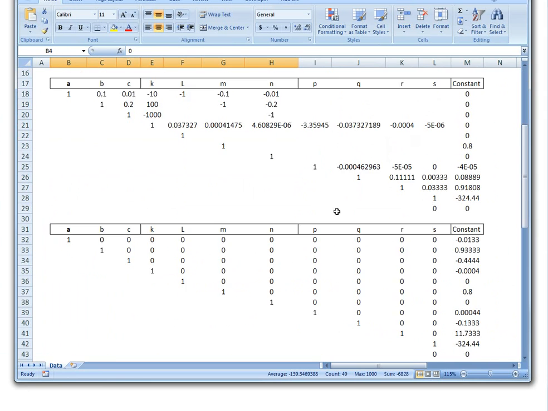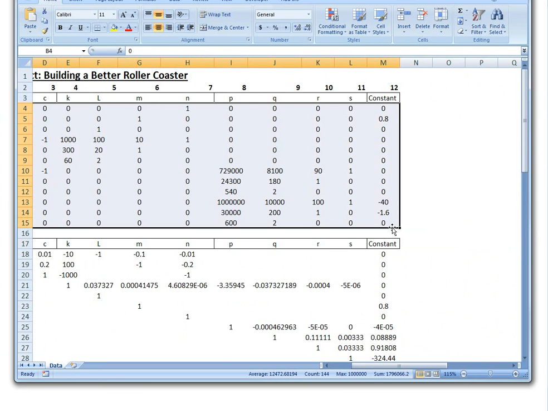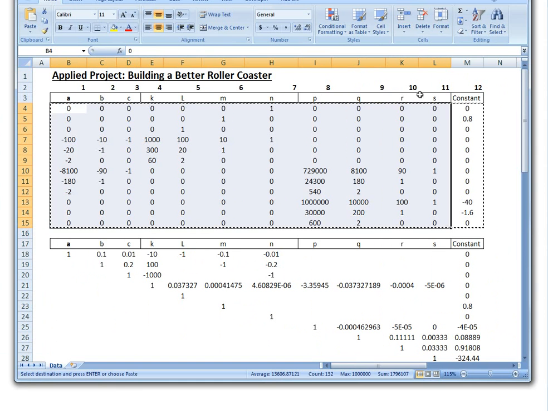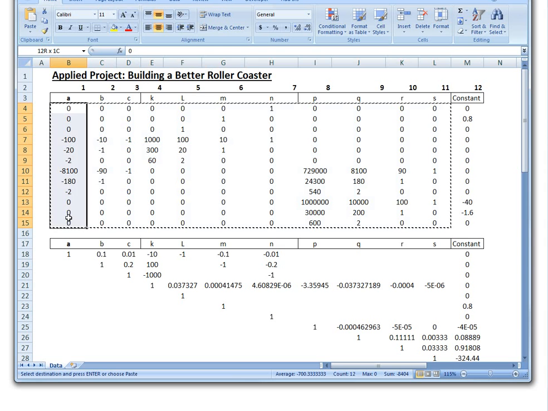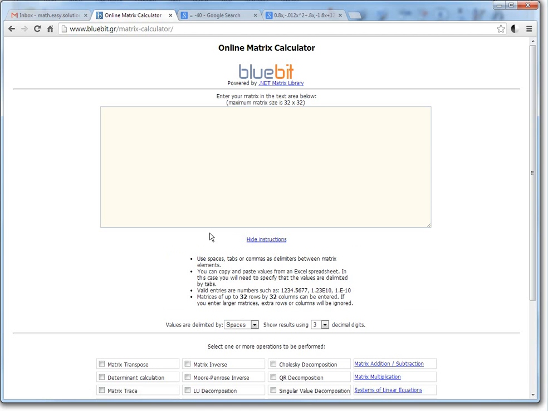Now when you have this one, I have the answers solved here, but you could just copy the first 11 columns right here. This is a 12 by 12 matrix, let's count this one, I think there's 12. So yeah, this is a 12 by 12 matrix, and you solve these by going to this bluebit.gr matrix calculator. I'll have the link also in the description below. Basically, if you show instructions, you could just copy from Excel into it and say it's separated by tabs.